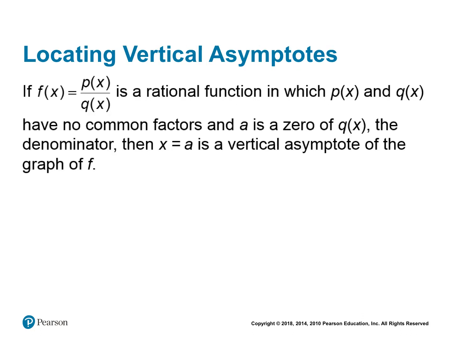Okay, so now we need to figure out where we can find those, and it kind of tells you where the graph is going to start to curve, where it's going to just keep going but not past that line. So if this is a rational function where P of x and Q of x have no common factors, and a is a zero of Q of x, then x equals a is a vertical asymptote of the graph. So let's go ahead and figure out how to apply this.